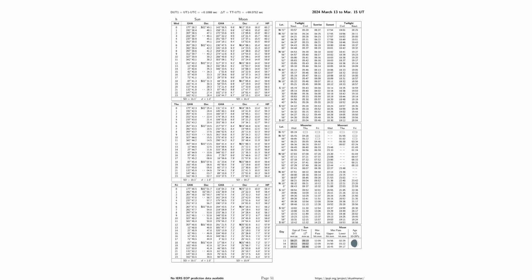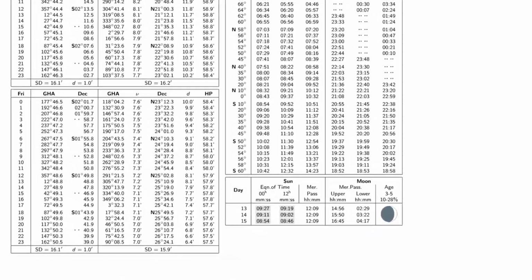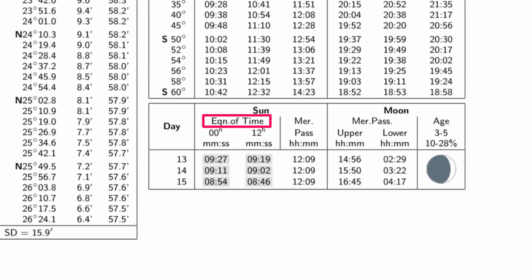For practical navigation purposes, the value of the equation of time is provided in the Nautical Almanac. It is tabulated twice daily, indexed by Greenwich Mean Time. A shaded column in the almanac indicates a negative sign. These tabulated values require no further correction for use.